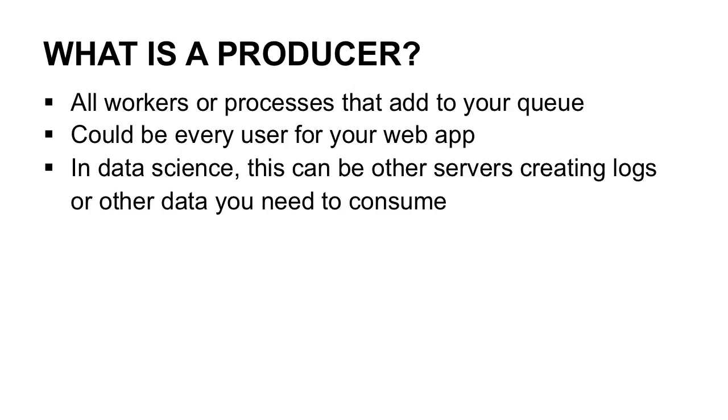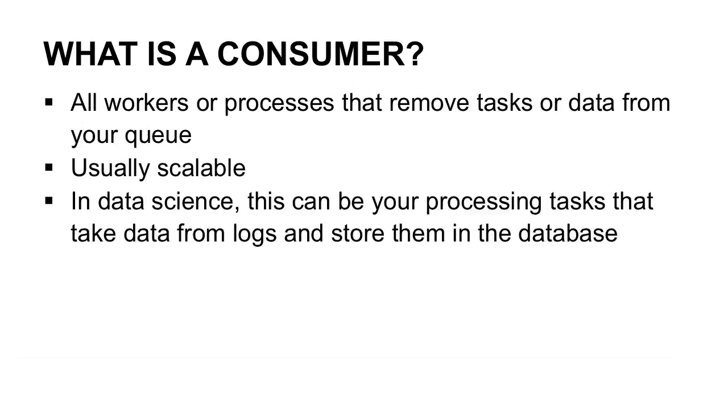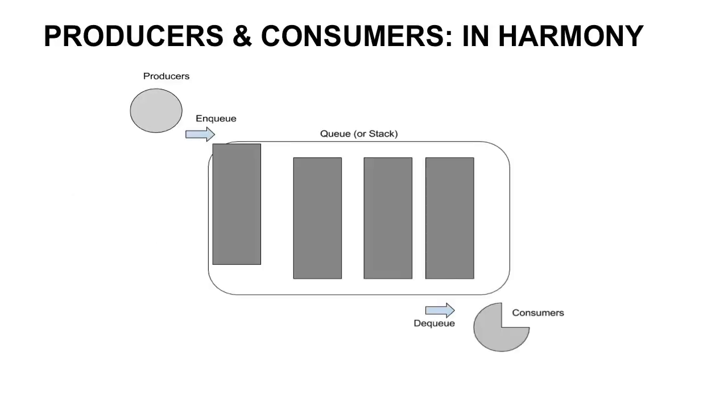So a producer is any of the workers or processes that add to your queue. This can be something linked to your web application, or this can be something linked to your data pipeline. So you can imagine all of your log data coming in, you'll need those producers adding to the queue. The consumer is the workers or processes that remove tasks or data from your queue. You can think of these, again, as something that's taking away from your data pipeline and doing the processing on the data. This can then essentially save it to a database or whatever data structure you're going to use for your data science team. You can imagine several issues with producers and consumers that might arise.